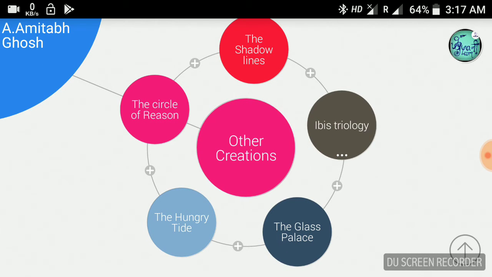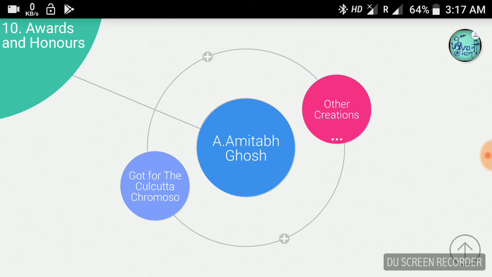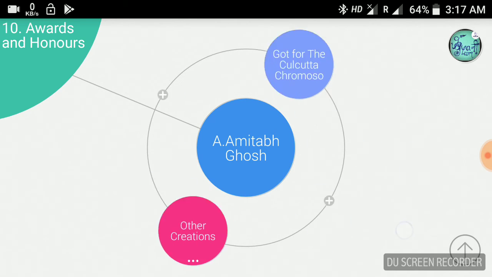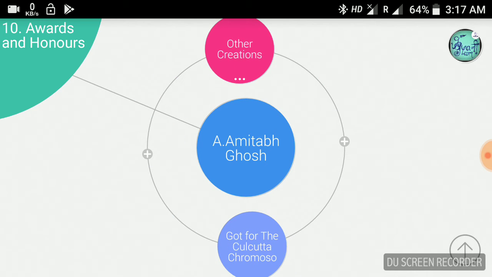You can see that a very famous thing related to this particular person is that he wrote most of his novels, books, or any kind of literature material related to oceans. Yes, so it's a very interesting thing for him.